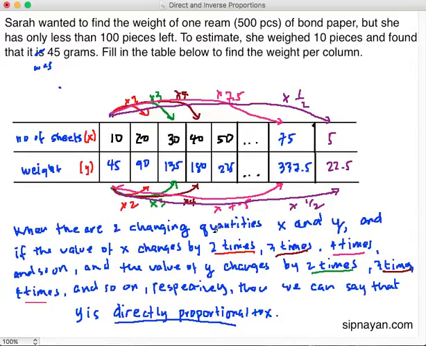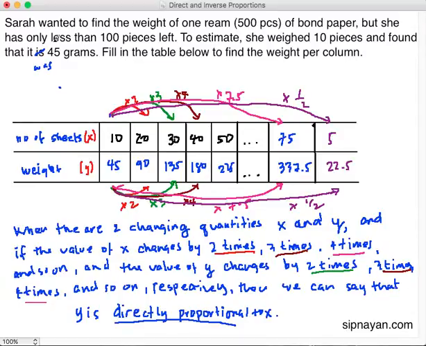In the previous 3 videos, nag-solve tayo ng problem about direct proportion. And kung napanood niyo yung unang video natin, this is the 5th video. Ito yung problem na ginamit natin to explain what is direct proportion. Dito, gusto ko lang ng brief review.